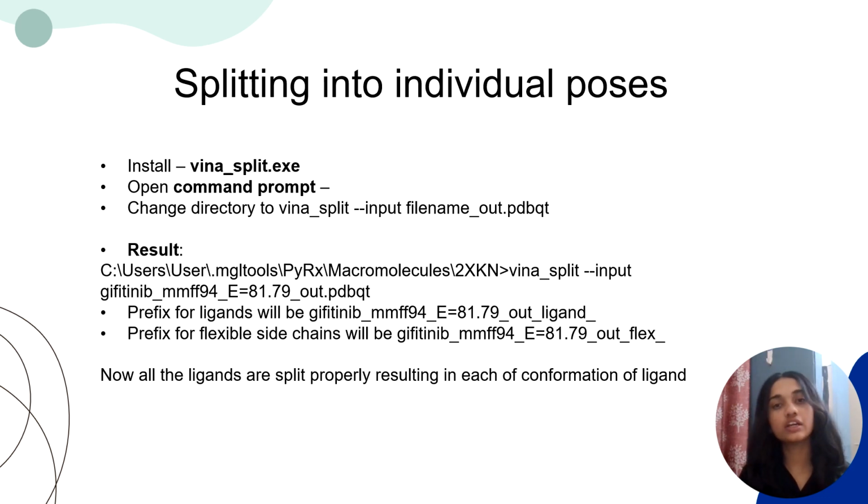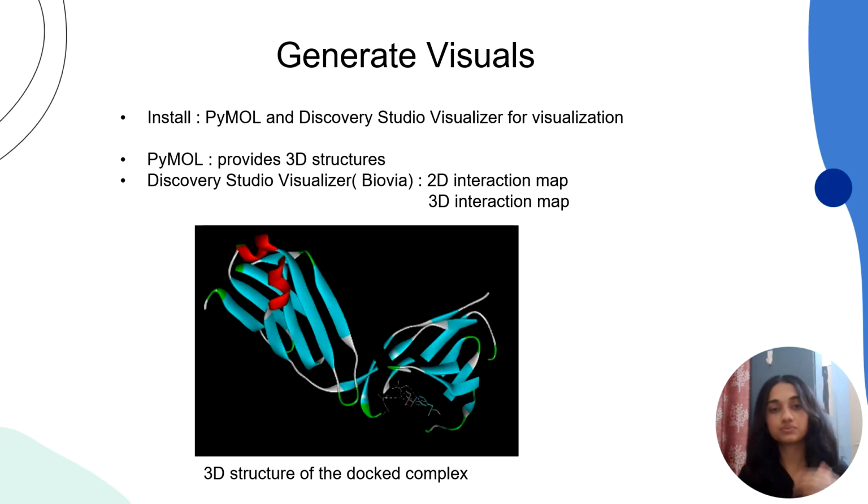The next step is splitting into individual poses. We install Vina Split, then open the command prompt and change the directory to vina_split, with the input file name and output as out.pdbqt. This is the result I obtained after using the command prompt. Now all the ligands are split properly, resulting in each conformation of the ligand, which shows that using Vina Split, all the ligands are split individually.